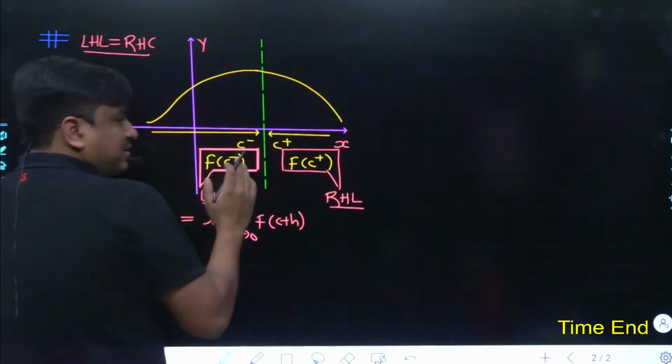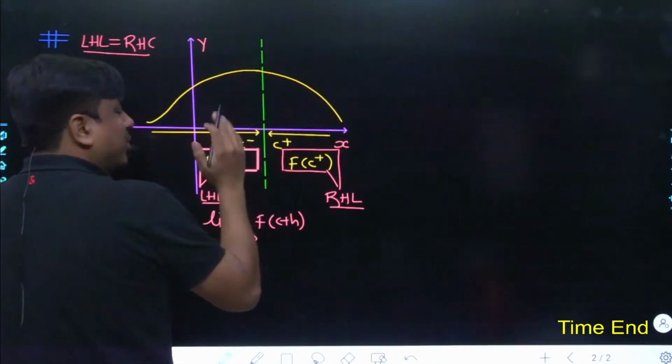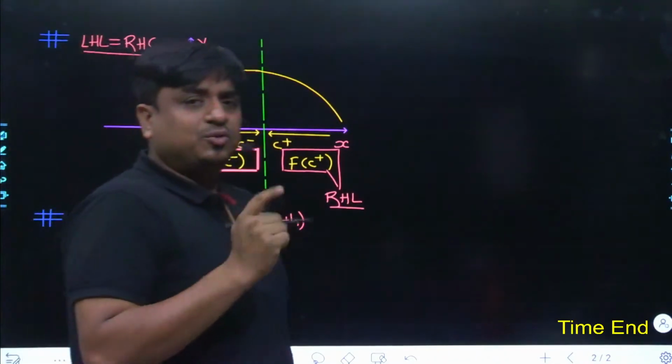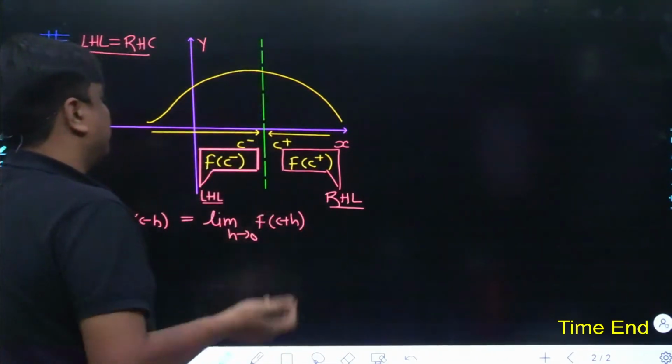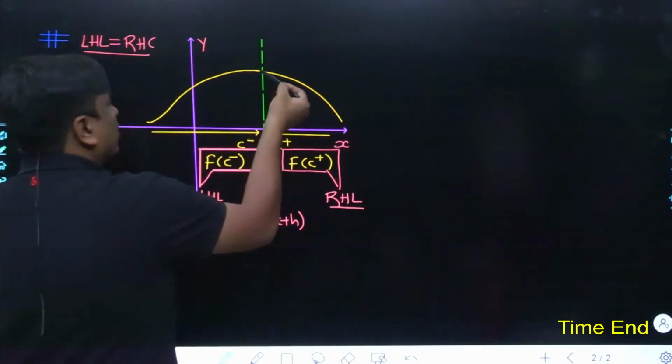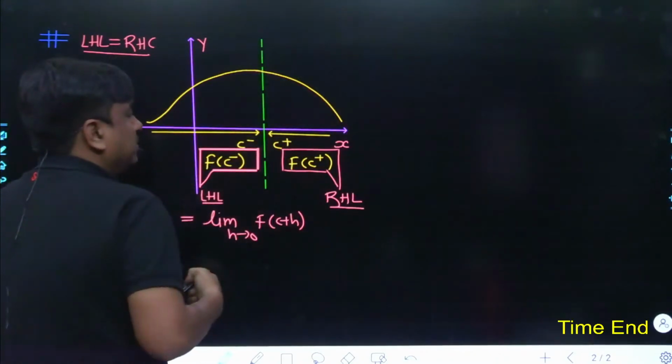The limit does exist at a test point x equals c if the value of the function just before c, or I should say c minus, and just after c, or I should say c plus, has been quite the same, or I should say there has not been any sudden jerk at this point.